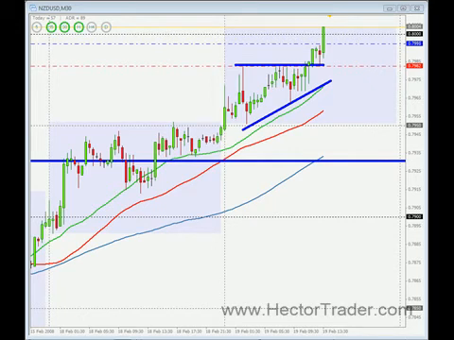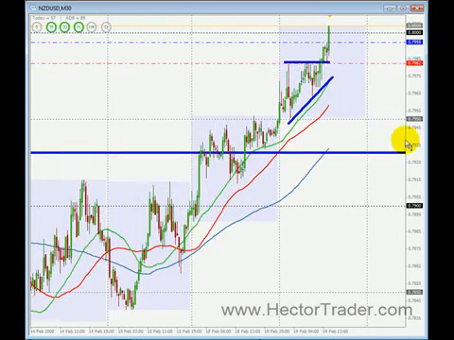Today is Tuesday, the 19th of February 2008. 20 minutes to noon London time. I've taken a long entry on the Kiwi, the New Zealand dollar against the American dollar on the 30 minutes time frame, based on the uptrend that we've been seeing throughout the last few days.